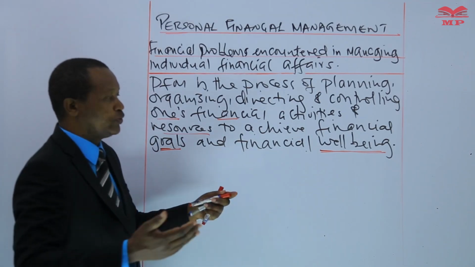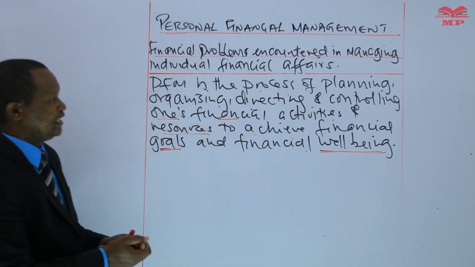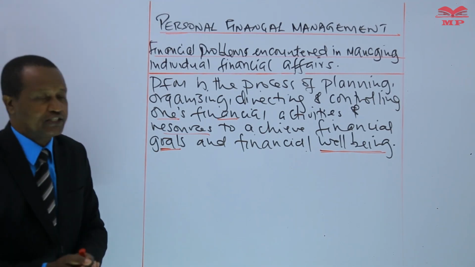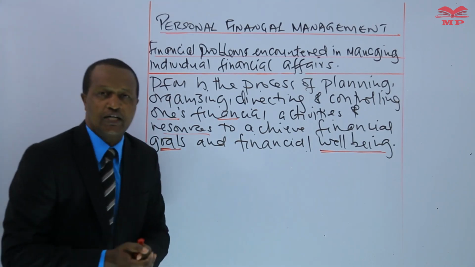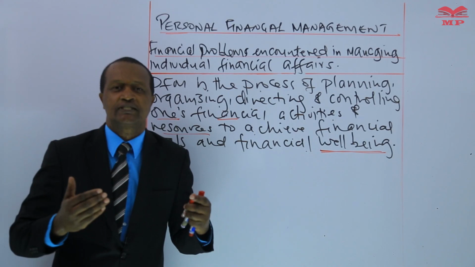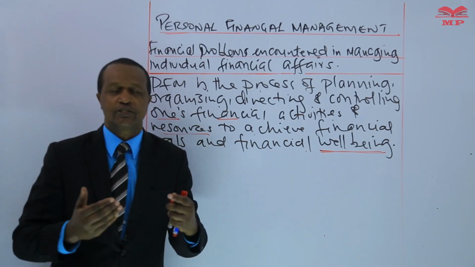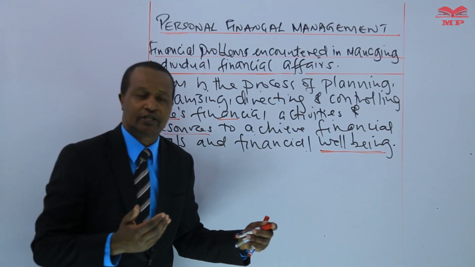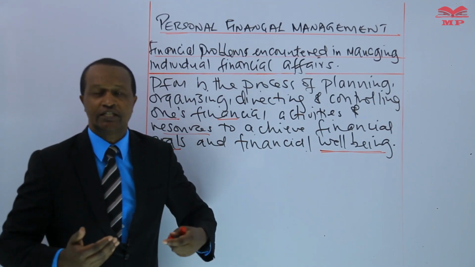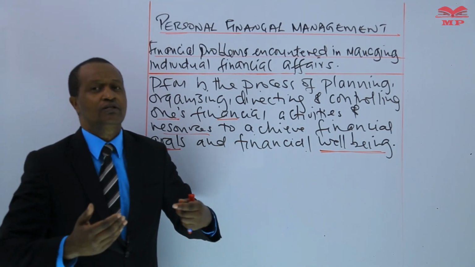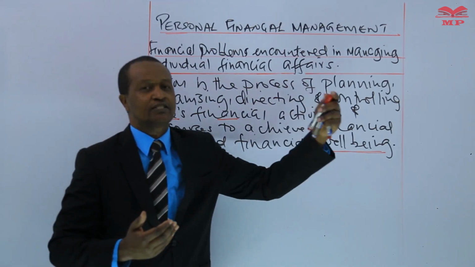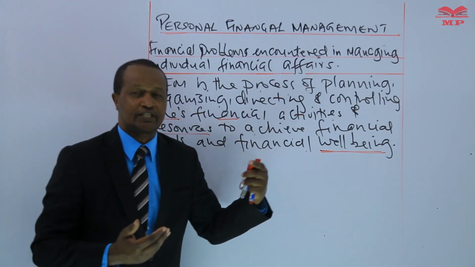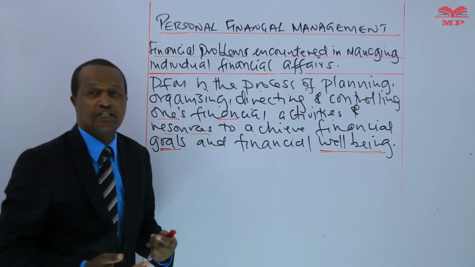What problems do we encounter as human beings in managing individual financial affairs? We all know, candidates, to survive in our world, we need to meet certain needs. We have needs that ought to be met. Most of these needs come at a cost. The things that we need in life, we may not have them, but they may be possessed by others. So to get these things from others, then we need to pay for them. There is a cost attached to these needs.